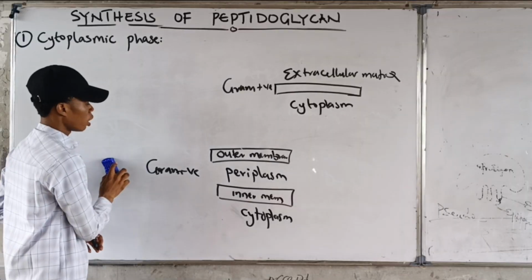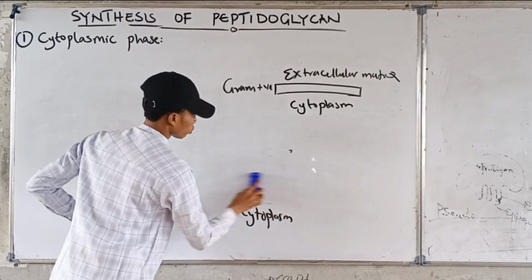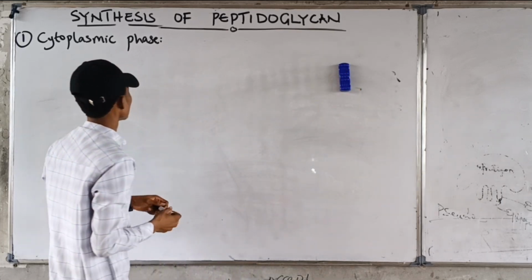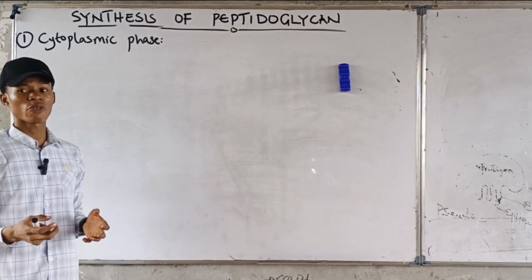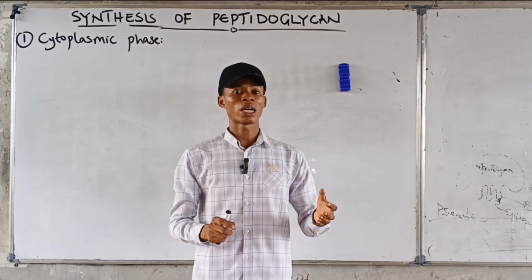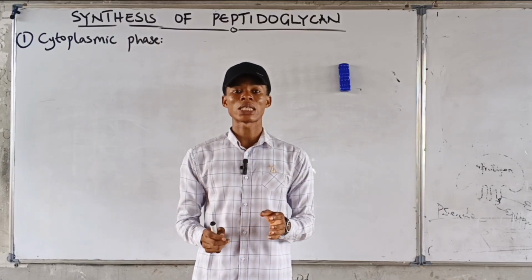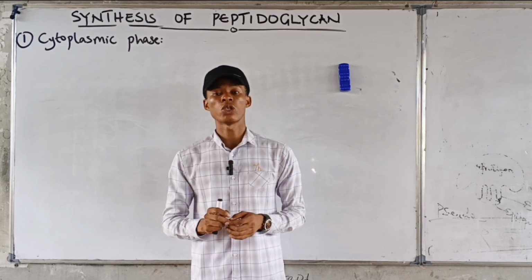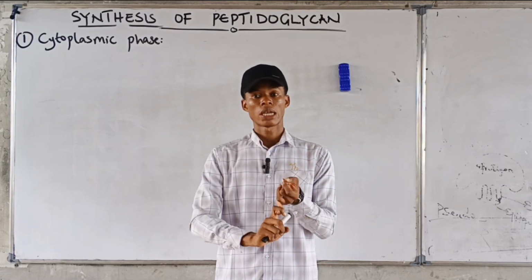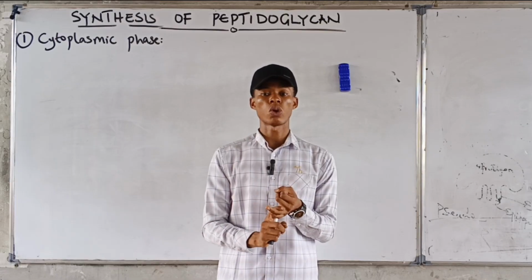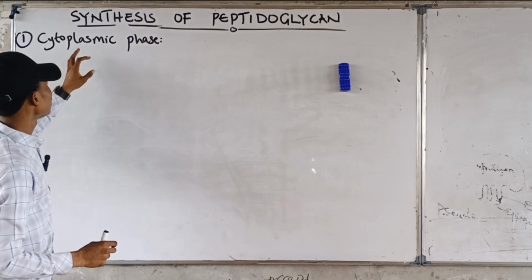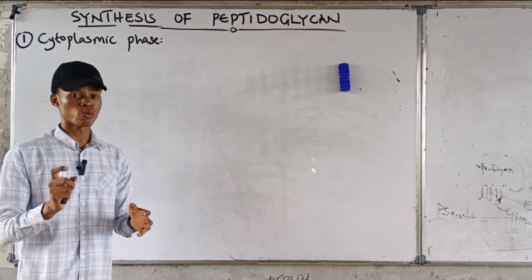All right. Now, in the synthesis of peptidoglycan, the first step is the cytoplasmic phase, and this step is taking place in the cytoplasm. In this first step, what we are synthesizing is the precursors of peptidoglycan. Peptidoglycan is made up of 2 major components, N-acetylmuramic acid and N-acetylglucosamine. Those are the 2 main components. Now, in the cytoplasmic phase, we want to synthesize those precursors.